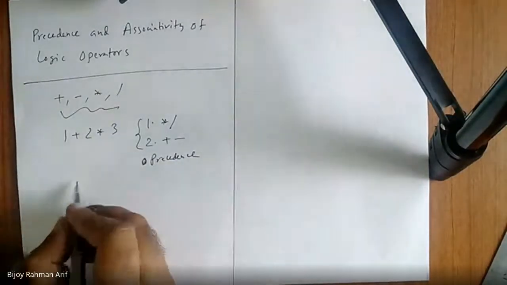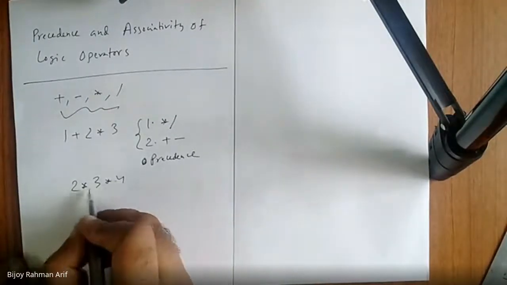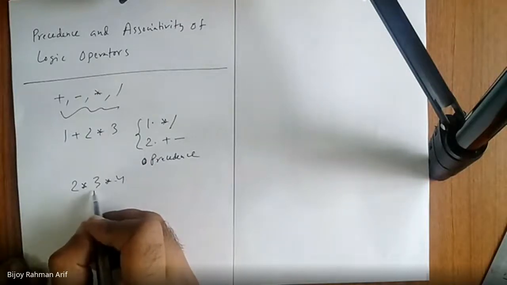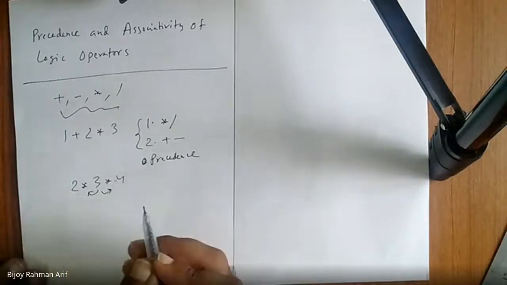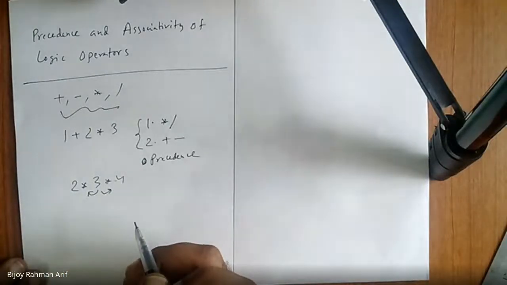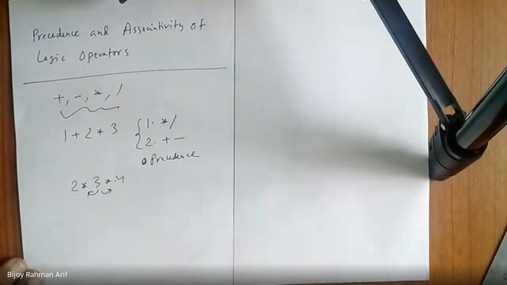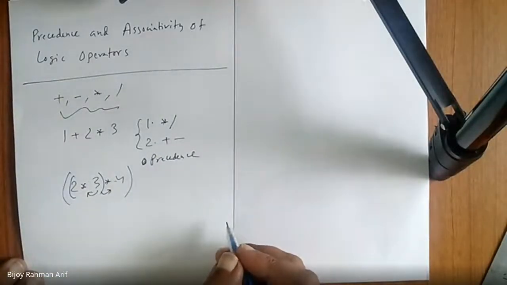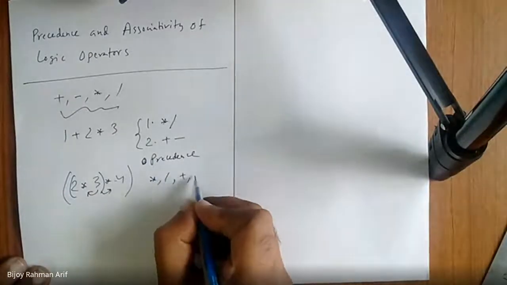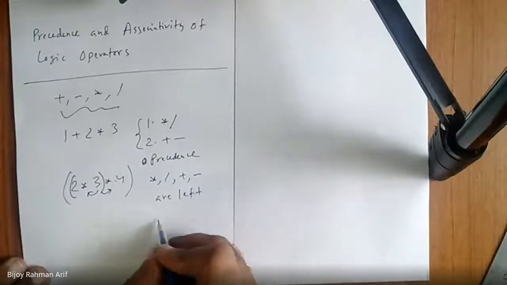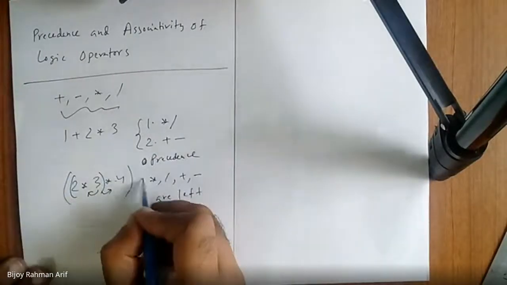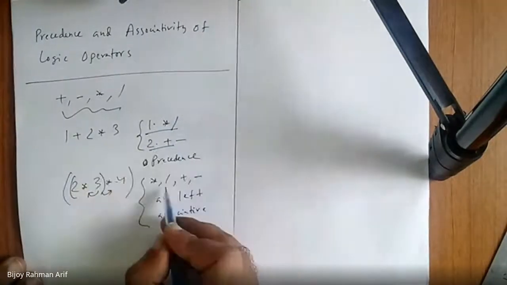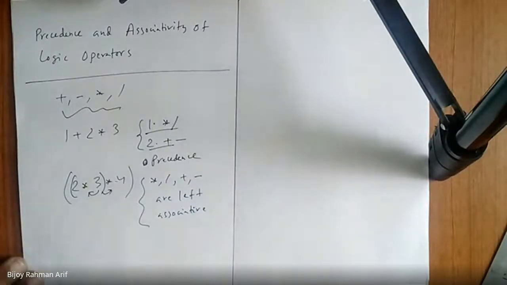And how about this? Whenever I have two multiplications, just before 3 and just after 3, which one would we do first? There is a law. We do this one first, then this one. Am I right? We call star, minus, plus left associative. So these are the rules. Star has higher precedence than this, and these are left associative. That means whenever there are multiple operations on both sides, we do the left side first.